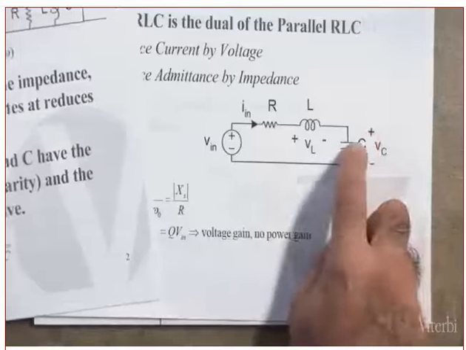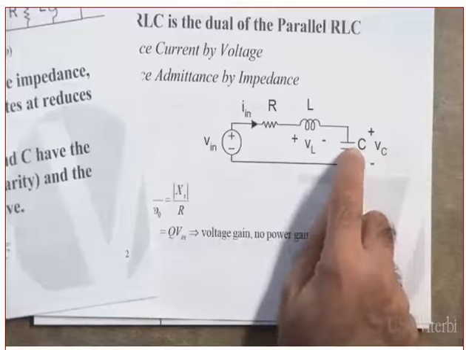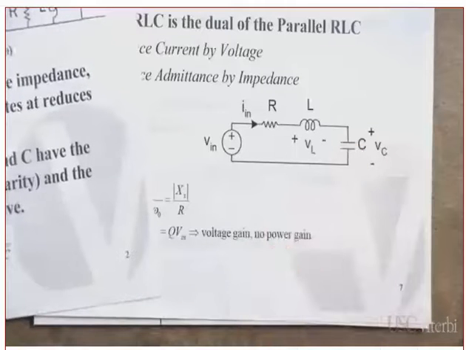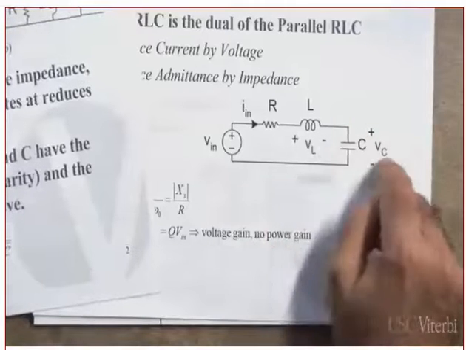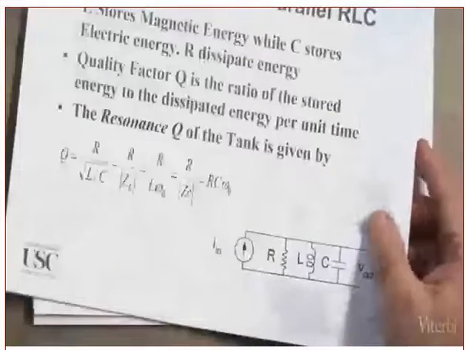If you put an inductor here, then you get a high pass filter. If you put a capacitor here, you get a low pass filter, assuming you are looking at the output between these two terminals. Clear? Okay. Now, we looked at one of them.